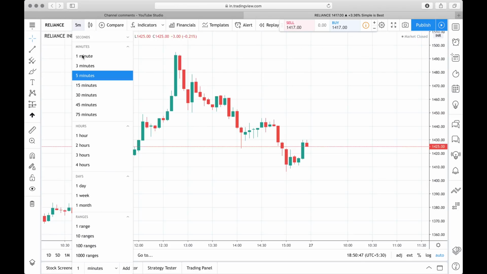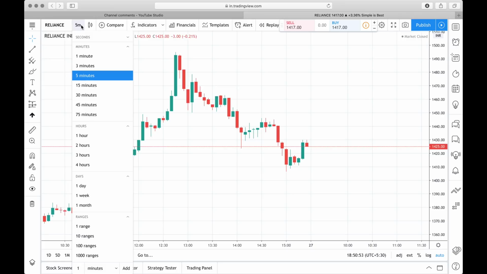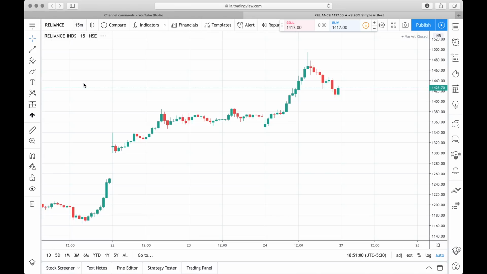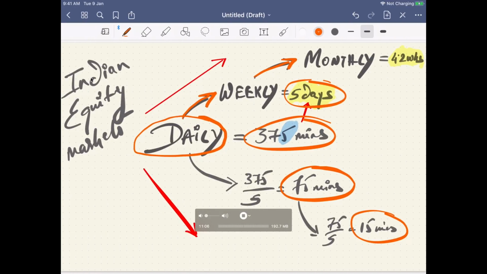So I don't use the 3 minutes. If I have to go below 15 minutes, I generally will look at 5 and not 3 minutes. And this is the reason why I use 75 minutes, 15 minutes, and 5 minutes. The logic of 5 minutes is that 375 is divisible by 5.